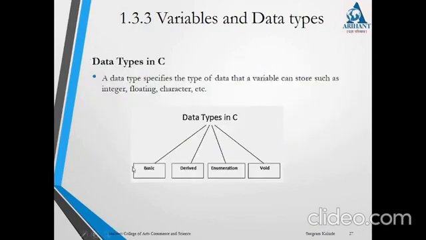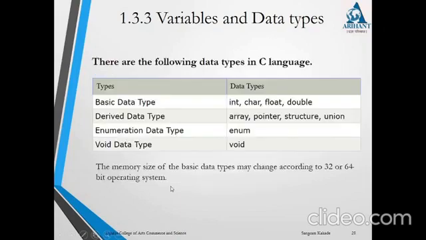So here the data types are classified into four basic types. First is the basic data type in C, then derived data types in C, enumeration or enumerated types, and the void data type. We'll see these data types one by one. Basic data type comes in four types: integer, character, float and double. So basic data types cover these things. The data type can be integer, character, float, or double.